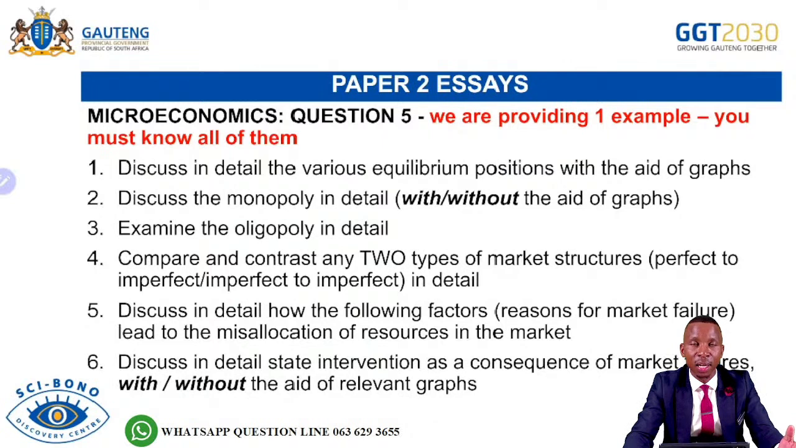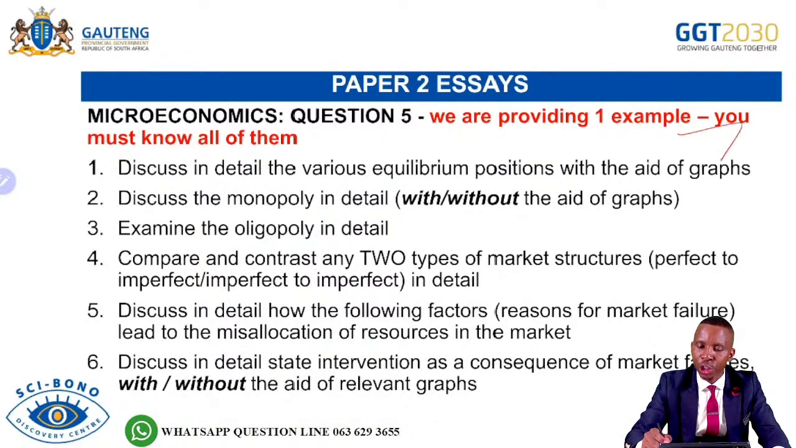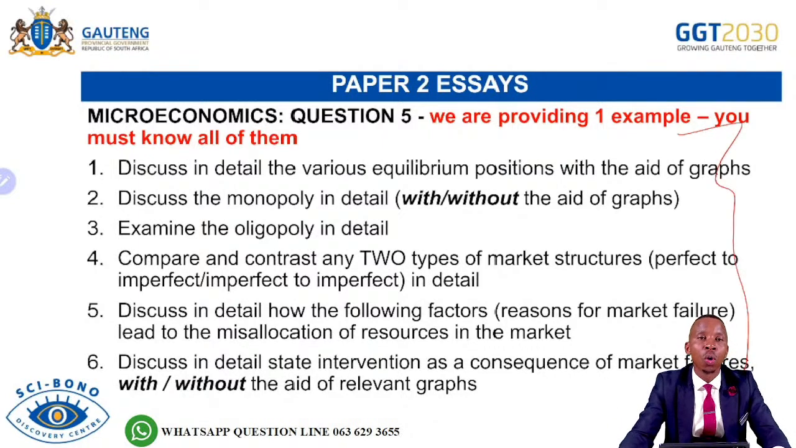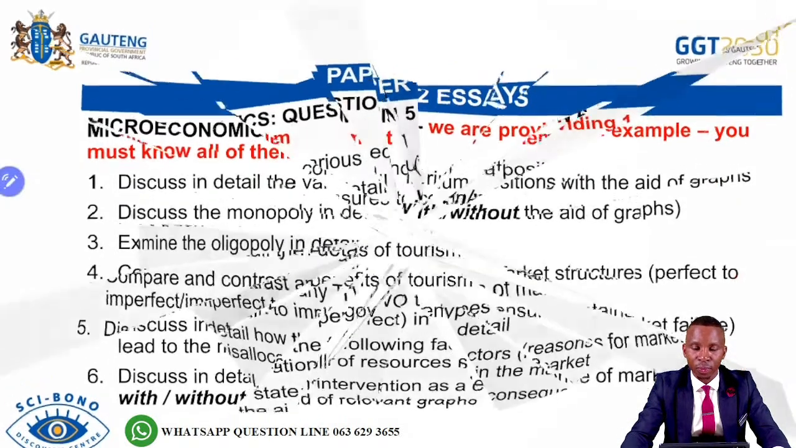We talk about the likes of redistribution of income and wealth. That can be a part of graphs or not graphs. Also, we talk about externalities and also inefficiencies. And then these were the essays for the micro. Ensure that you are able to do all of these essays if you want to answer question 5 tomorrow.